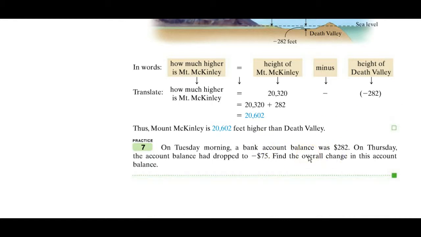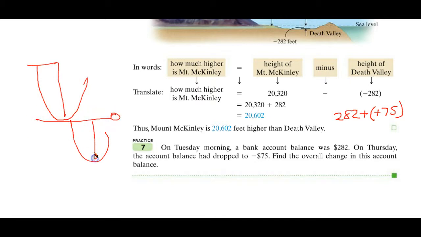And they give you, let's look at this one here. This is something different. It says Tuesday morning the bank account was this. So we had 282. On Thursday, the account balance had dropped to a negative 75. Find the overall change. So that would be a minus a negative 75. So again, you're looking for a balance, and then it's going down lower still. So this amount, this is 0, this is negative territory. When you subtract, this negative here becomes a positive, and that gives you your answer. Okay.